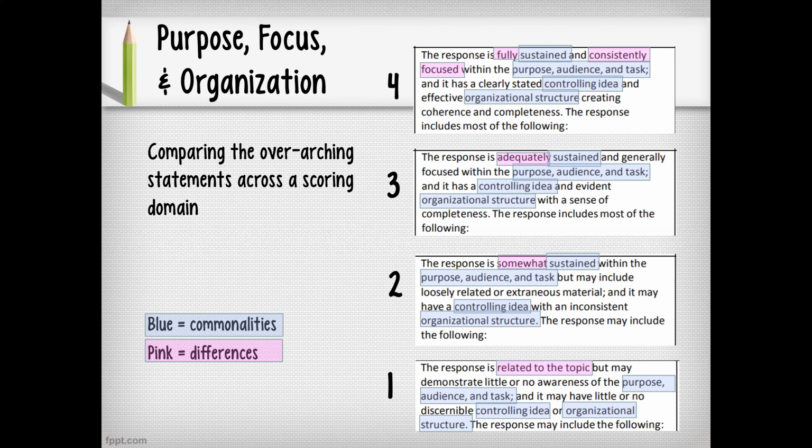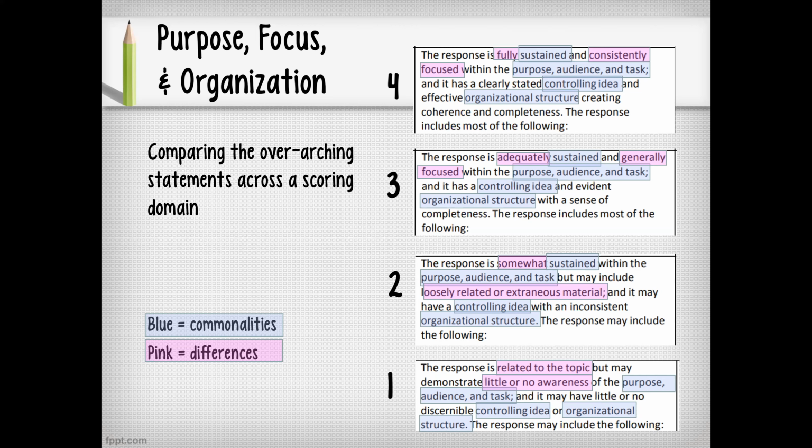Well, in a 4, it is consistently focused within that purpose, audience, and task. Within a 3, it's just generally focused. Within a 2, there may be some loosely related or extraneous material. So kind of going along with the fact that it might have some extra stuff in it, might have some loosely related stuff in it. Remember, a 2 is they're just trying to do it. And then a 1, it's going to have little or no awareness of that purpose, audience, and task.